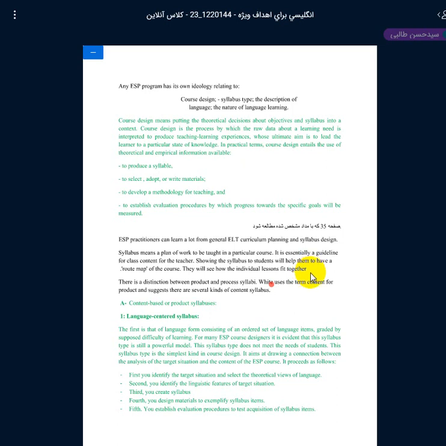We have two main types of syllabi: content-based syllabus or product syllabus, and methodology-based syllabus or process syllabus. So we'll start from the first category, which is content-based syllabus. It has, again, some subcategories. The first one is language-centered syllabus.